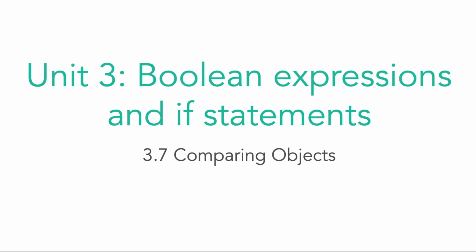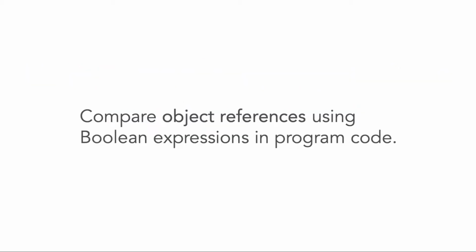Unit 3, Boolean expressions and if statements. Topic 3.7, comparing objects. In this lesson, we will compare object references using Boolean expressions in program code.